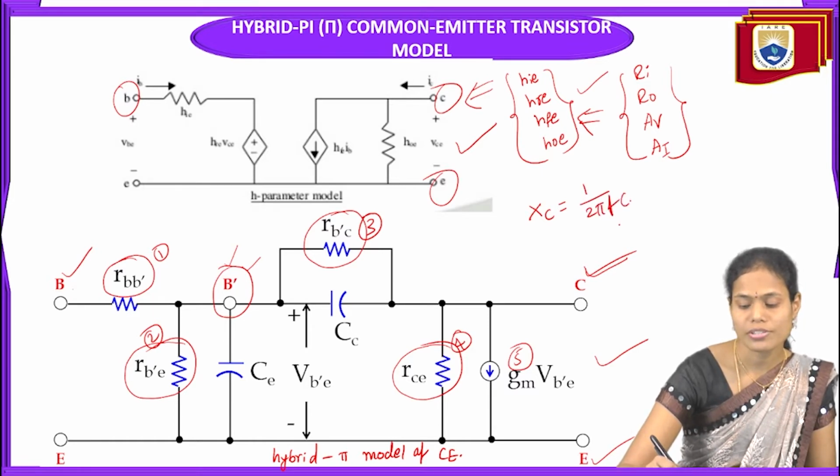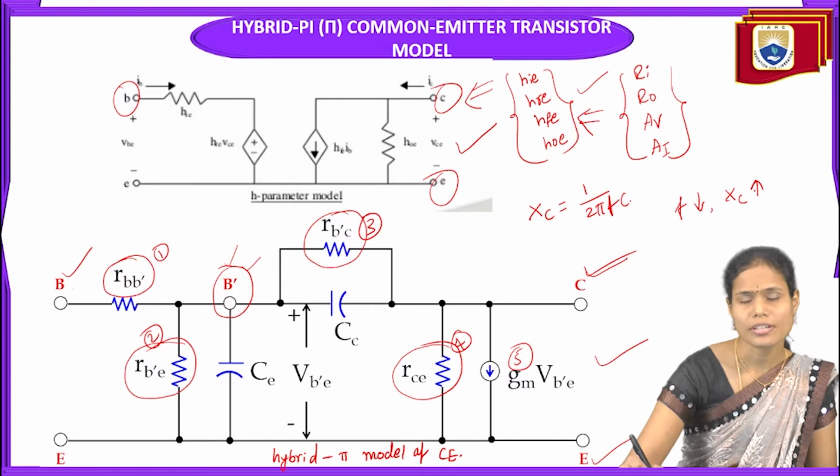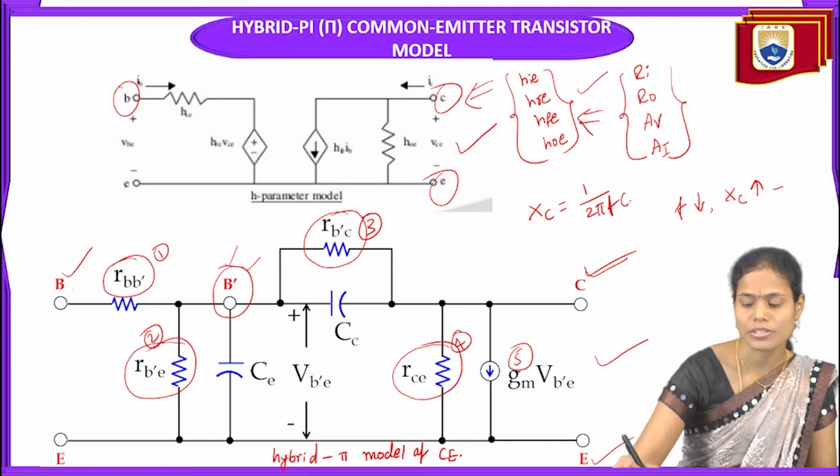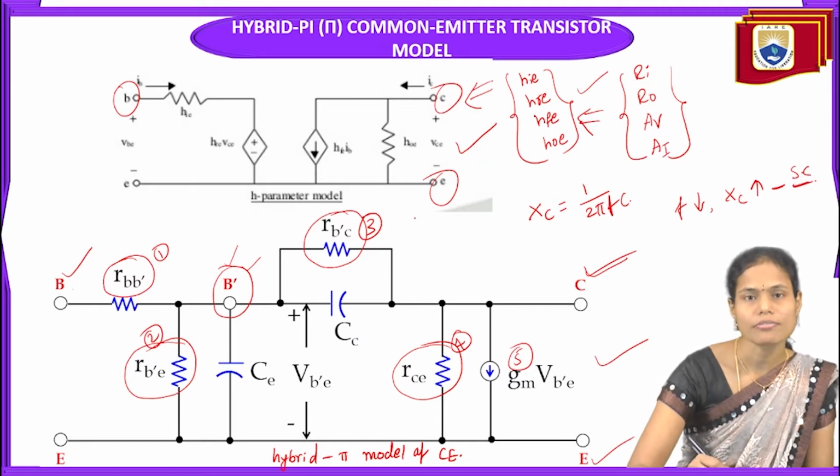So for low frequency signals, the frequency value is less, which means the reactance value is very high. Once the reactance is very high, the capacitor takes very little AC signal. So in that case we treat it as a short circuit. The capacitors are taken as short circuited in the case of the H parameter model. Why? Because it is meant for low frequency signals.